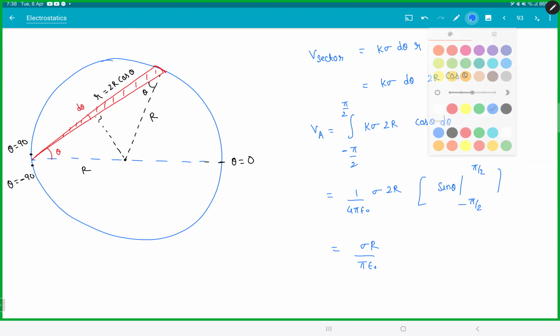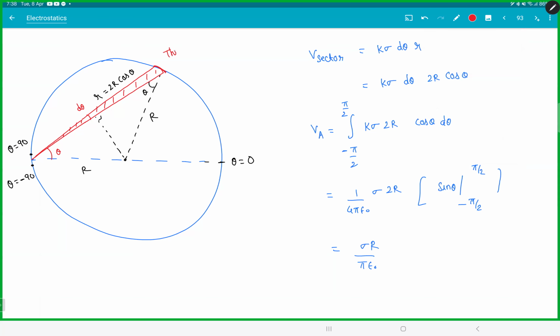So we have chosen a thin sector here. Sir, if we take a right triangle with the diameter as the hypotenuse, a right angle triangle will be formed, right? Yes, it'll join the other end. So that gives 2r cos theta. Oh, this is the hypotenuse, sorry. That also comes out as 2r cos theta.